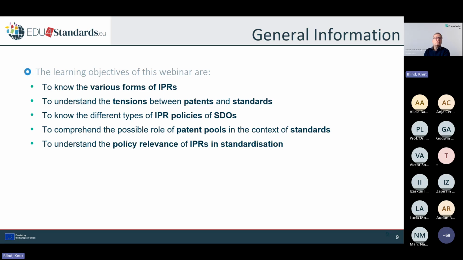What are the objectives of today? To know the different forms of IPRs, and especially the tensions between patents and standards; different IPR policies, at least not in detail, that's too much for 1 hour, but the general principles; then the possible role of patent pools; and finally the relevance of IPRs and standards, and what is currently going on or what might happen in the near future.